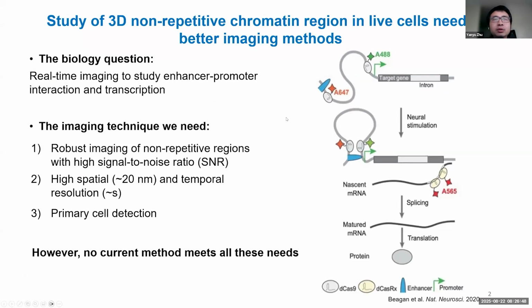The question we are interested in is to study the enhancer-promoter interaction and its relationship with transcription in live cells. To achieve this goal, we need an imaging technique that can image any region, including repetitive and non-repetitive regions, with a high signal-to-noise ratio. In addition, we hope our technique will have high spatial and temporal resolution. And importantly, we hope this technique can be used in primary cells. However, currently no method meets all these needs.